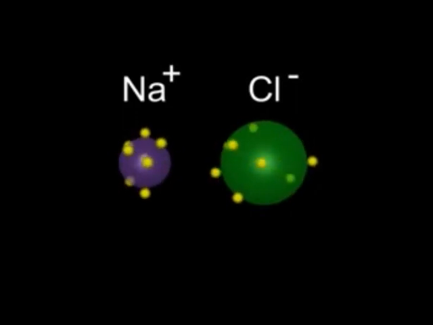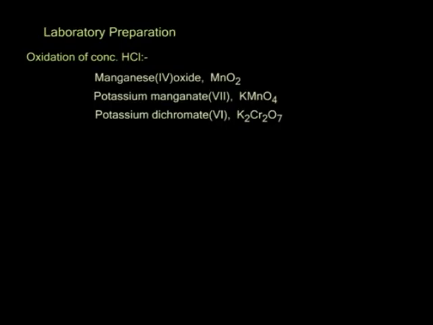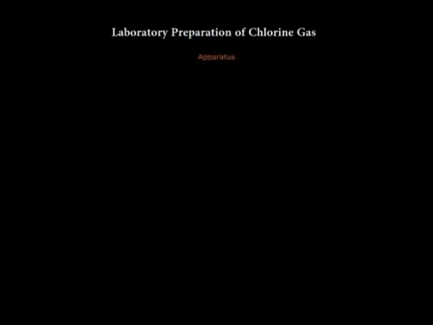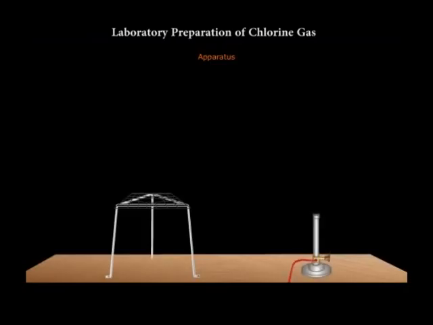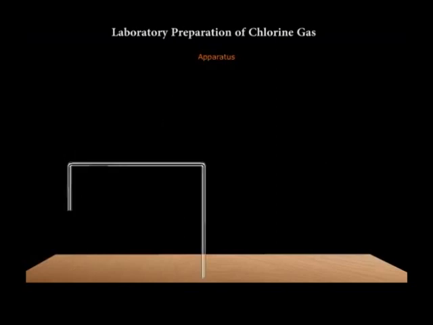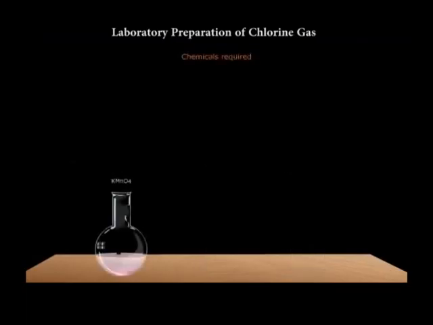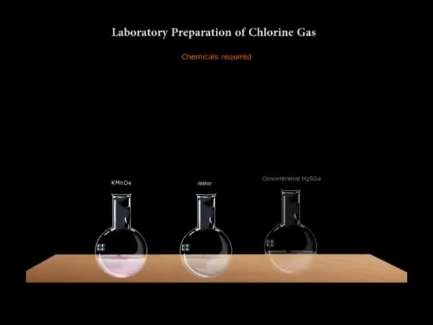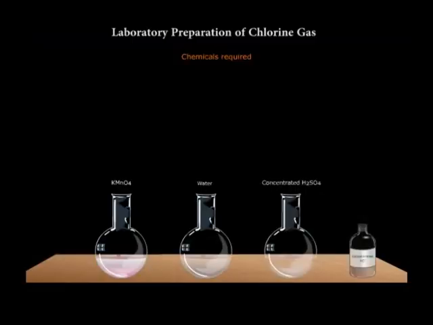In the laboratory, chlorine gas is prepared by the oxidation of concentrated hydrochloric acid by oxidizing agents such as manganese 4 oxide, potassium manganate 7, and potassium dichromate 7. The apparatus required: tripod stand, a burner, round-bottomed flask fixed to a clamp, thistle funnel, delivery tubes, and a gas jar. Chemicals required: potassium manganate 7, water, concentrated sulfuric acid, concentrated hydrochloric acid.